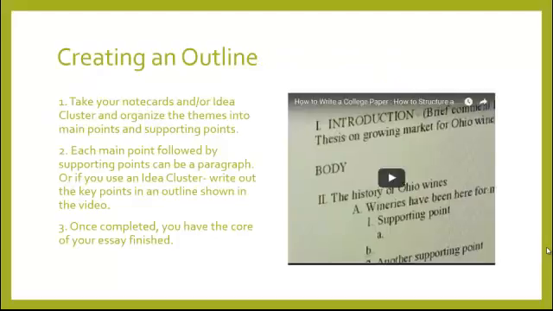If you're trying to create the outline, then the best way to do it is to take your note cards or your idea cluster and organize them into themes based on the main points and then supporting points. Each main point is followed by supporting points. So if the main point is, and you can see over here in the video, the history of Ohio wines, that's the main point, and then you would give facts to back it up. If you use an idea cluster, write out the key points, which would mean the big bubbles, and then add those supporting points that circle around it. Those would be the supporting. Once completed, you have the core of your essay.